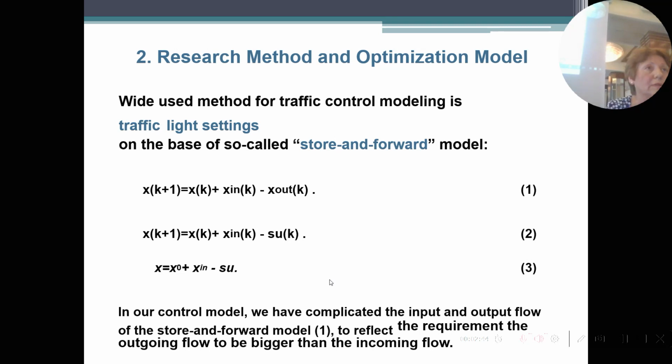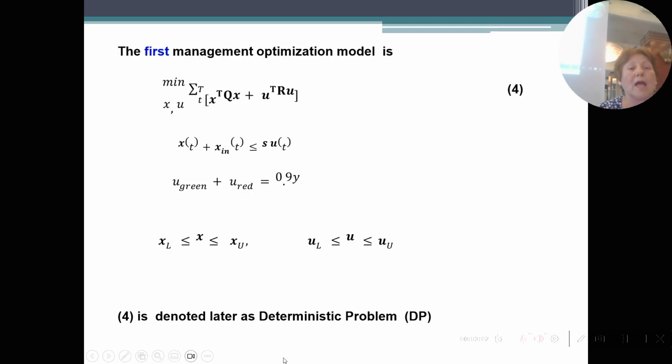In our approach, we complicated this store and forward model because we want the outflow to be bigger than the inflow, and this equality becomes an inequality. Here this requirement is reflected.